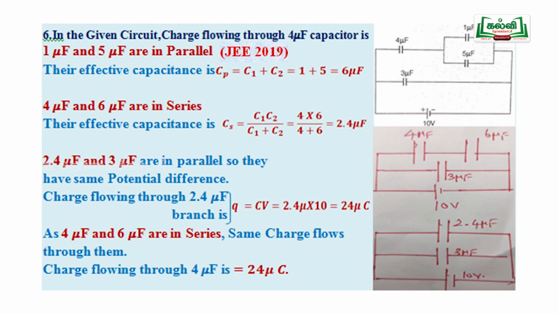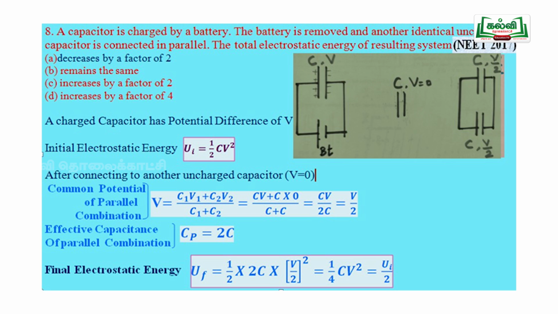So, the charge flowing through 4 microfarad is 24 microcoulomb. Okay, next problem. In this case, I told you a golden formula, the common potential. Based on that, we are going to see a formula. A capacitor is connected to a battery, the battery is removed, and we are going to join it to another identical uncharged capacitor in parallel. What happens to the electrostatic potential of the system?